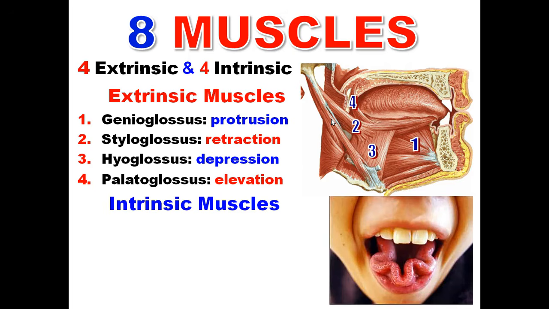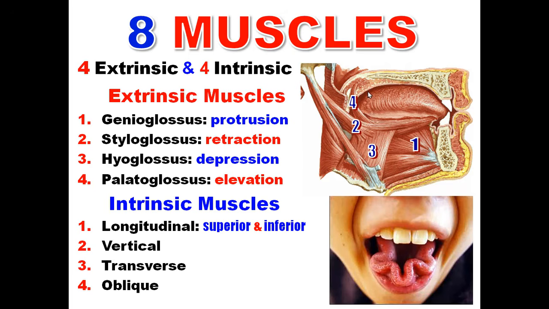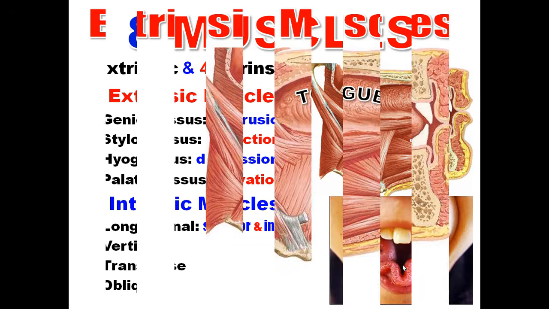Regarding the intrinsic muscles, which are present inside the tongue, they run in 4 directions. The first one, longitudinal, superior and inferior, and vertical, and horizontal or transverse, and oblique. They are responsible for changing the shape of the tongue.